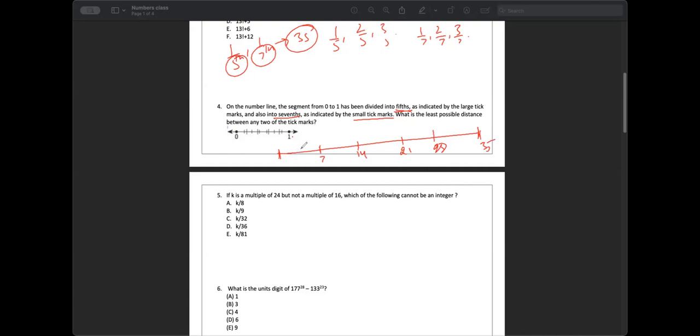1/7 would be 5, 10, 15, 20, 25, 30, 35. What's the least possible distance between any two tick marks? Least possible is either 14 or 15 or 20 or 21. Least possible is 1, but it's actually 1 by 35, because everything was scaled up by 35 units. We are considering 1 as 35. That's why.